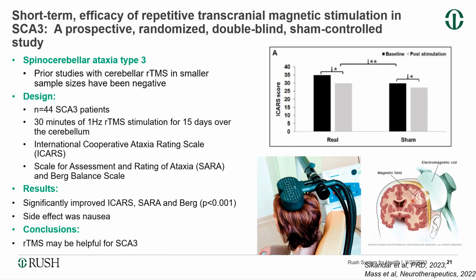There are several studies coming out now looking at repetitive transcranial magnetic stimulation in the ataxias. This is a nice study done in SCA3 that was prospective and randomized with a sample size of 44 SCA3 patients. The issue is that the stimulation is given over 2 weeks, over 30 minutes, and the device is actually placed over the cerebellum, not over the top of the head that I have in the illustration here.